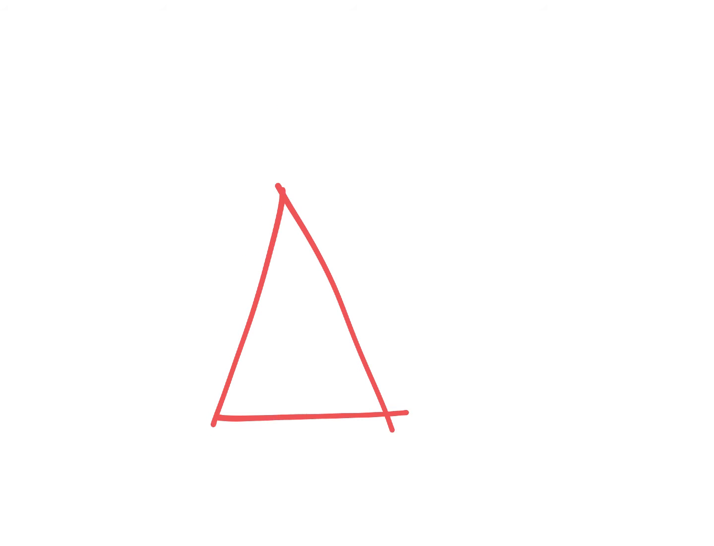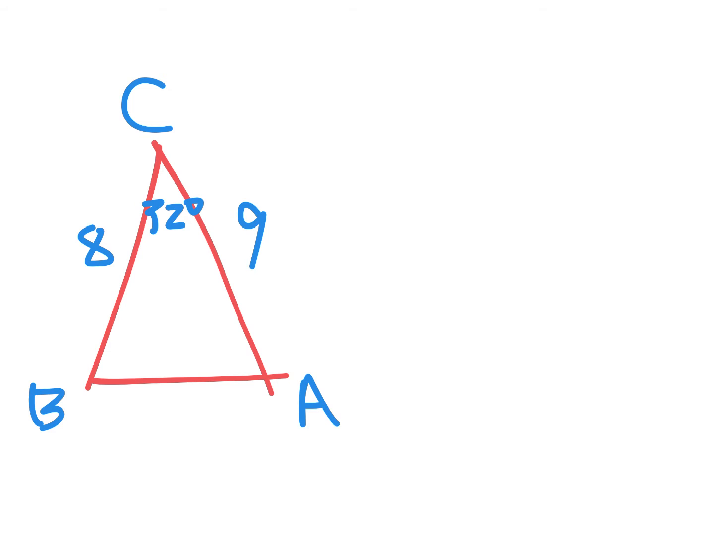Okay, so the problem had a C here, and we have a 32 here, and we have an 8 here, and a 9 here. And just so we can all have the same letters, I put a B here and an A here, but we all know that A and B could be reversed. Now, is this a law of sines or a law of cosines question? Well, you don't have an angle and the side across from it, so it's obviously a law of cosines.